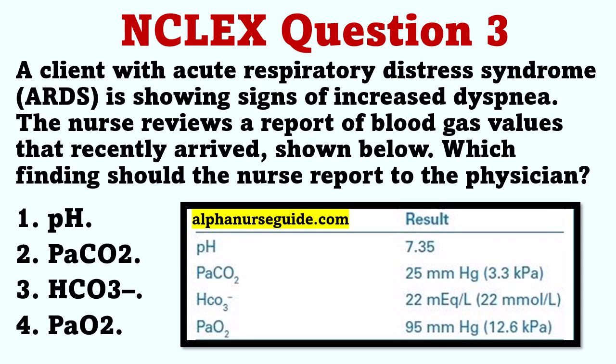The correct answer is 2. The normal range for PaCO2 is 35 to 45. Thus, this client's PaCO2 level is low. The client is experiencing respiratory alkalosis due to hyperventilation. The nurse should report this finding to the physician because it requires intervention.